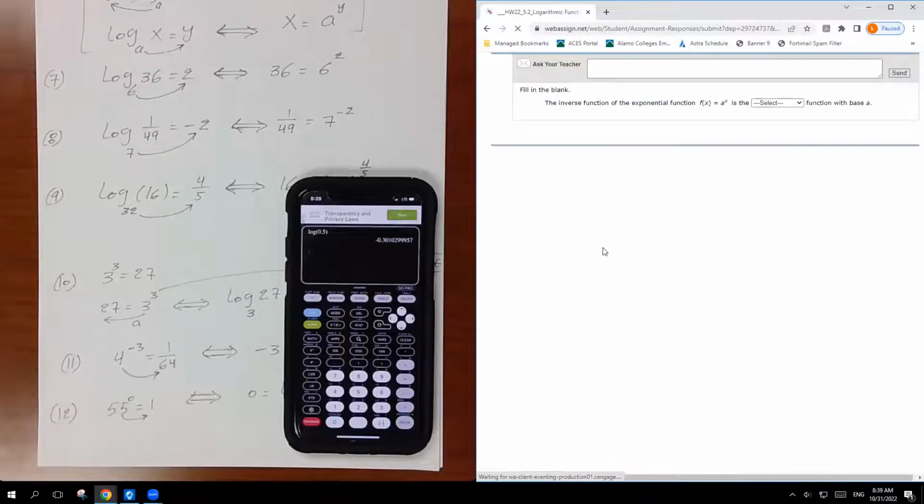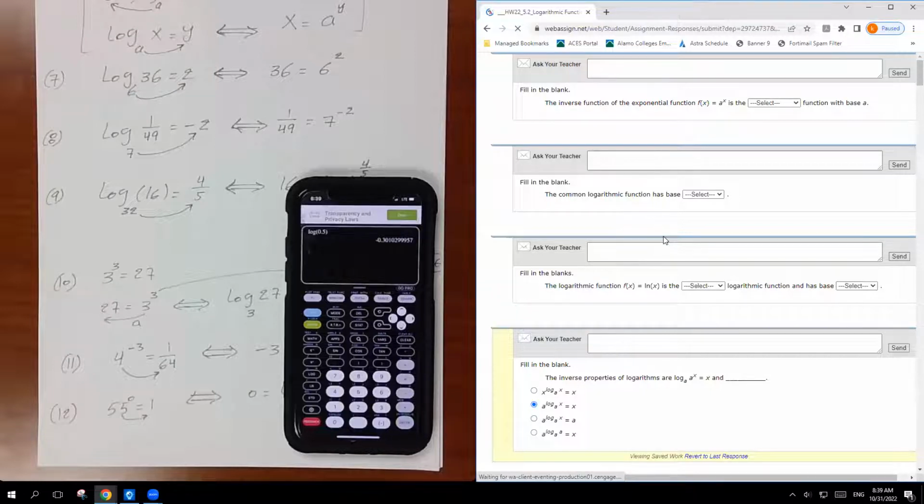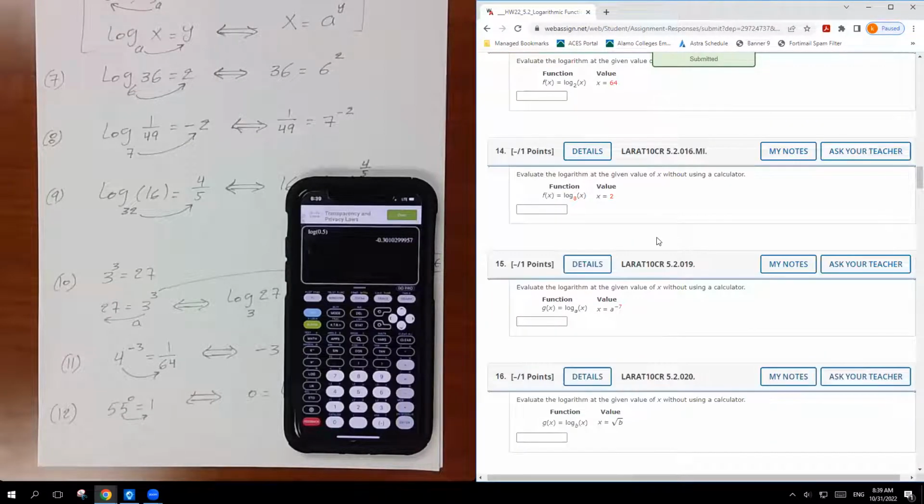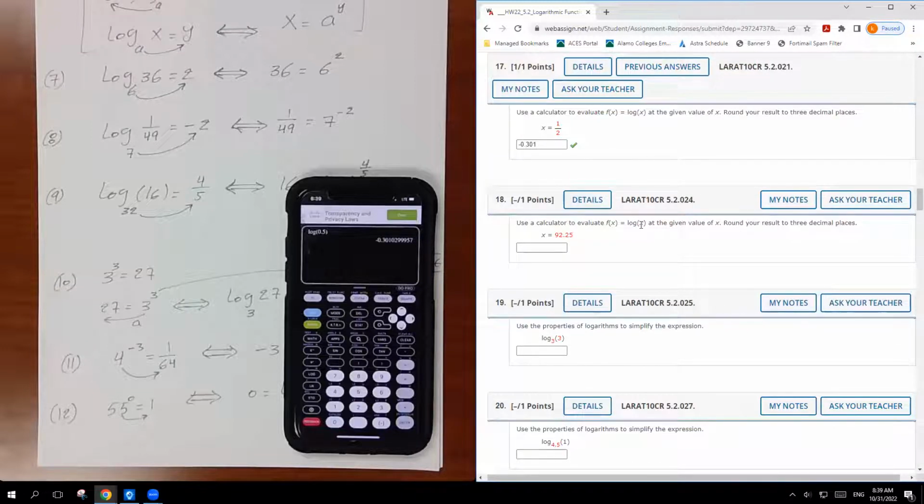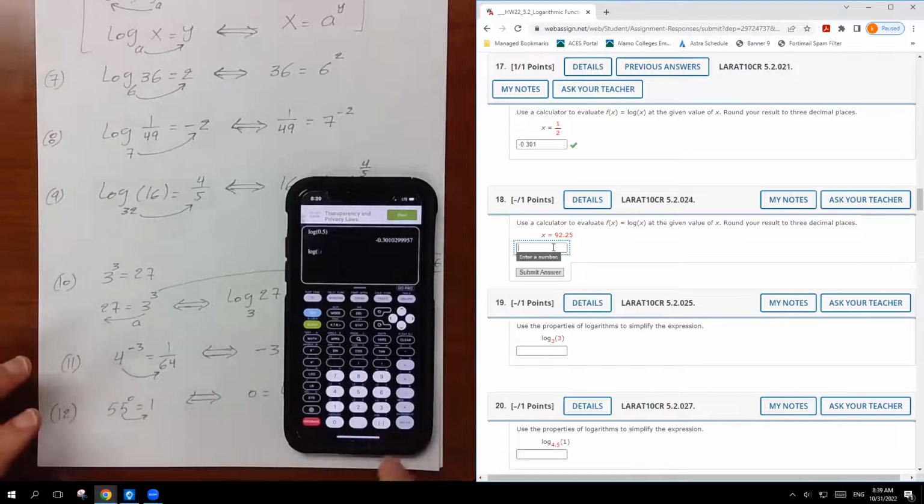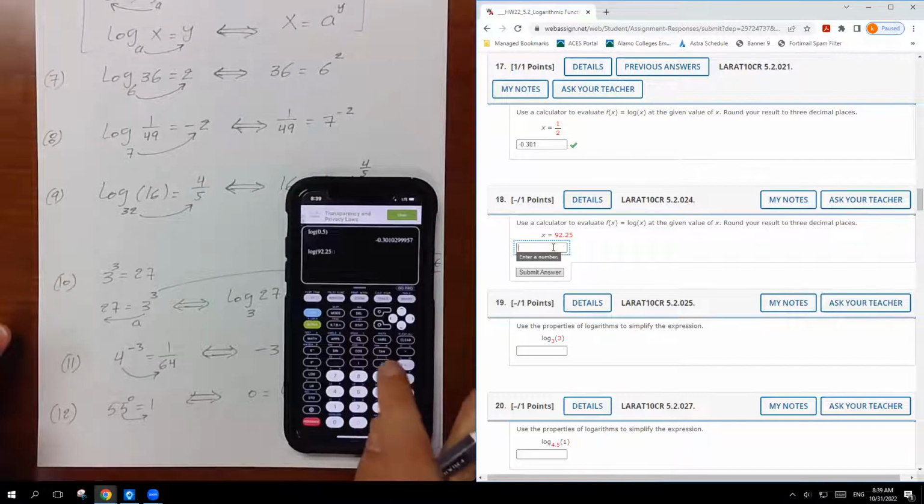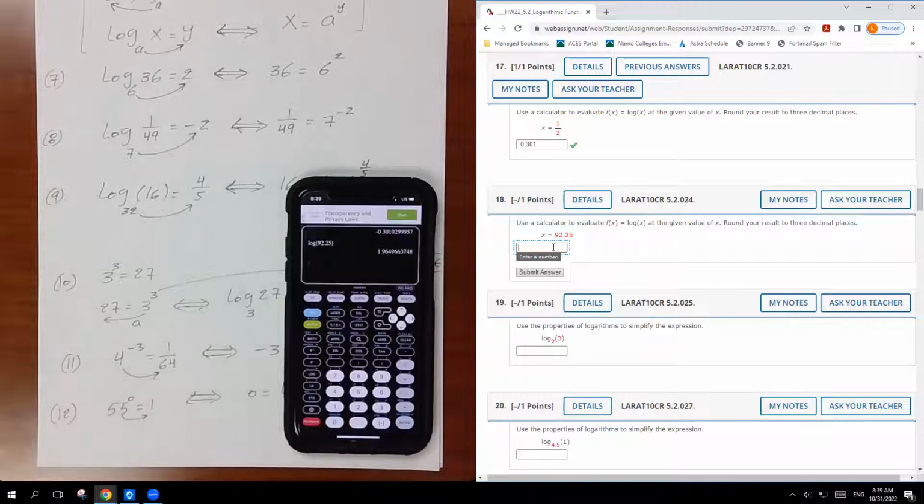The same thing with example 18. We're just going to plug in f of x equal log to the base 10 of x, the common log. That means I'm going to say here is the common log. And I'm going to type 92.25, close the parentheses, enter. So it's going to be 1.9649, 3 decimal places. So 96, here's 9, so it's going to be 5. So it's going to be 1.965.